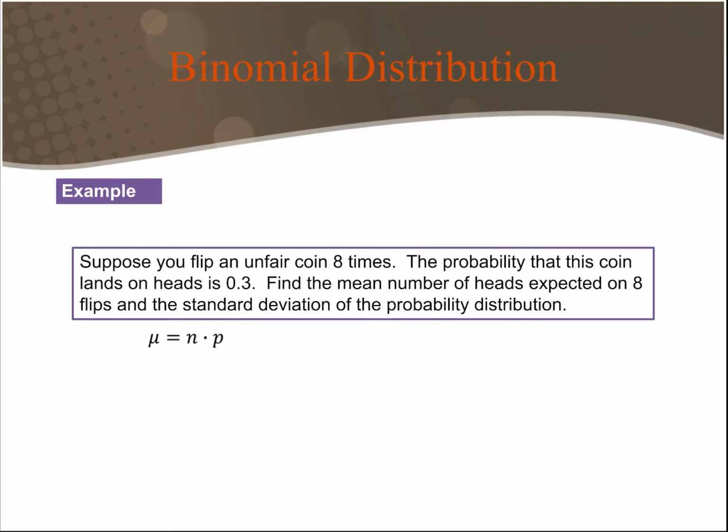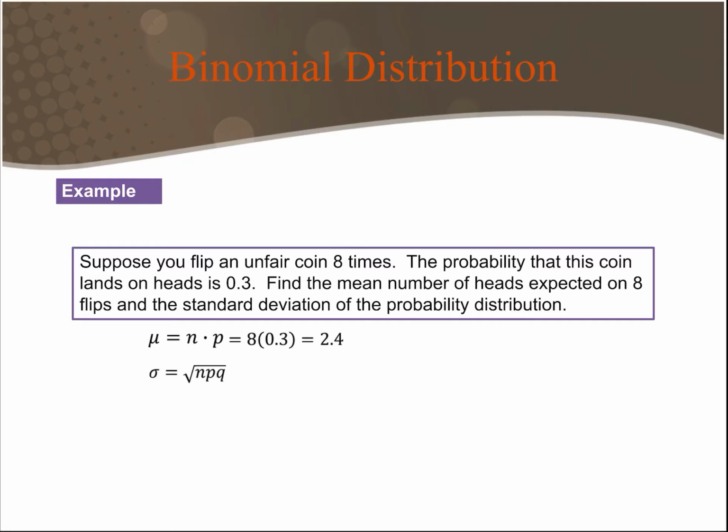Okay, let's suppose you flip an unfair coin 8 times. The probability that this coin lands on a head is 0.3. Find the mean number of heads expected in 8 flips, and find the standard deviation of the probability distribution. So we're going to use our new great formula for the mean of a binomial probability distribution, n times p. So that will be 8 coin flips times the probability, 0.3, and we have a mean of 2.4.